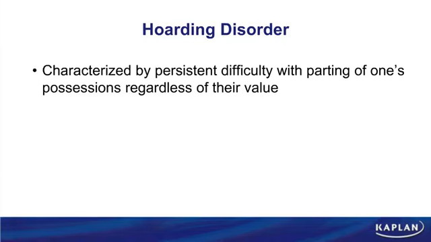Hoarding disorder was a disorder that everyone knew about, except it never was a stand-alone disorder. Now in the DSM-5, hoarding disorders is in the OCD chapter. So what is a hoarder? This is the individual who has persistent difficulty with parting of one's possessions regardless of their value. So this is the individuals whose house looks like a dumpster. So you're going to find trash up to the ceiling. If they're walking down the street and they find a pen, they're going to pick it up and take it home because that pen could be useful.